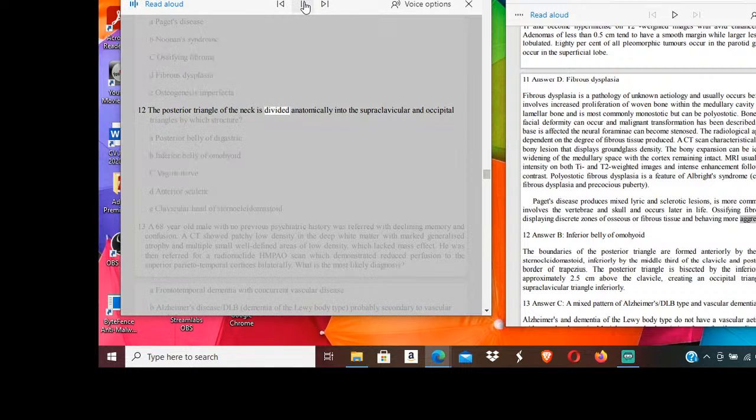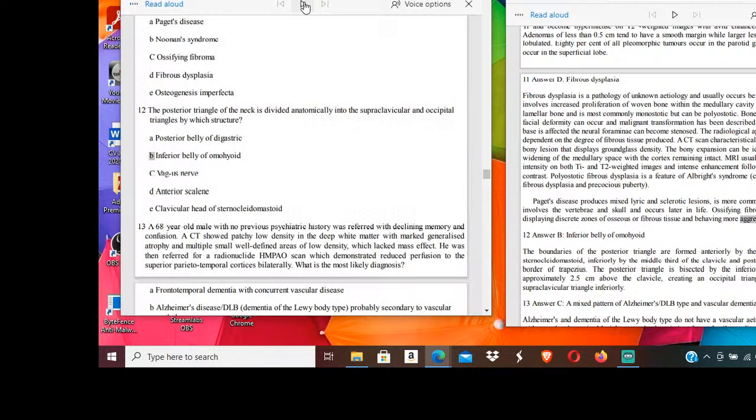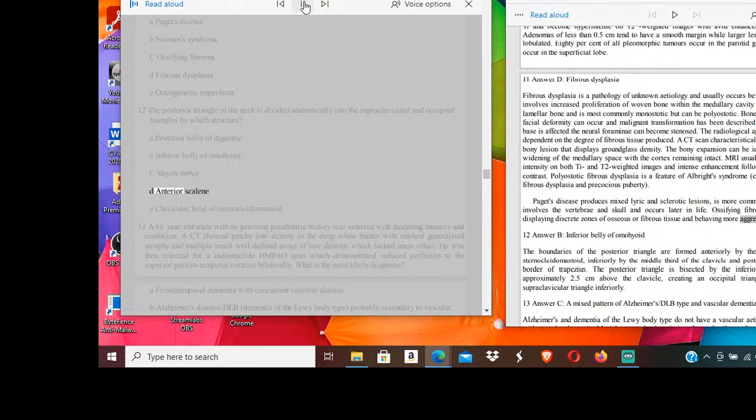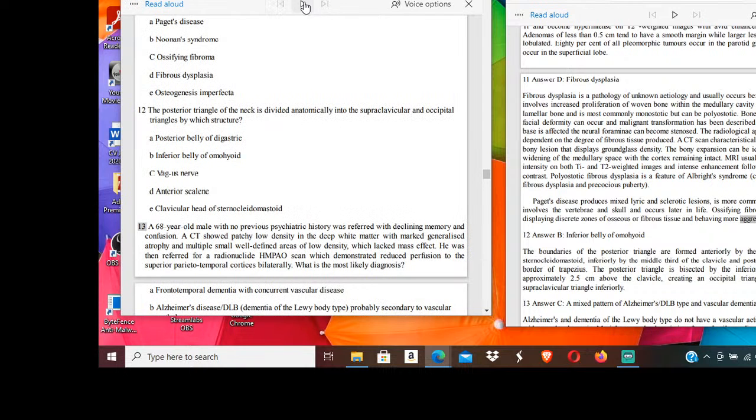The posterior triangle of the neck is divided anatomically into the supraclavicular and occipital triangles by which structure? A. Posterior belly of digastric. B. The inferior belly of omohyoid. C. Vagus nerve. D. Anterior scalene. E. Clavicular head of sternocleidomastoid.